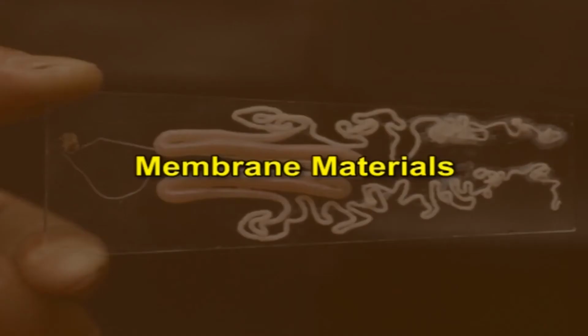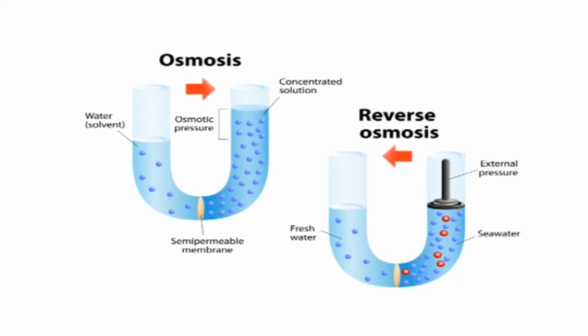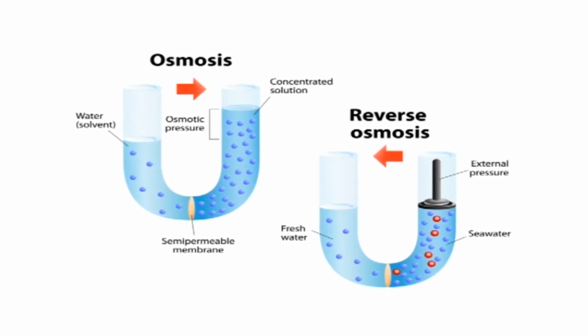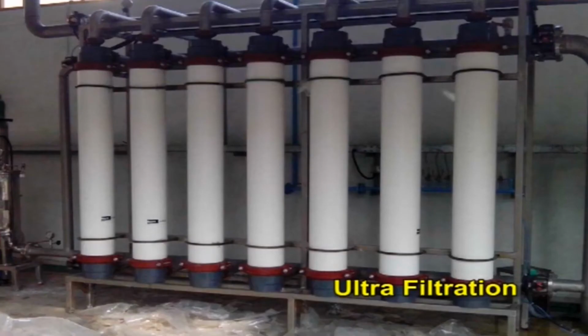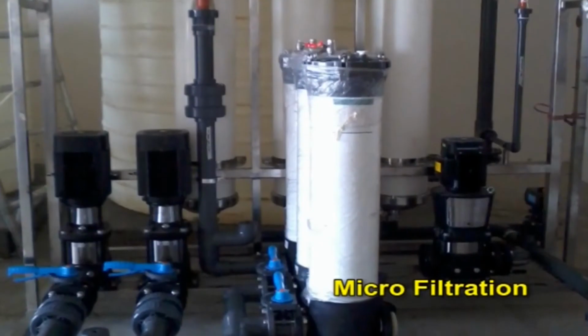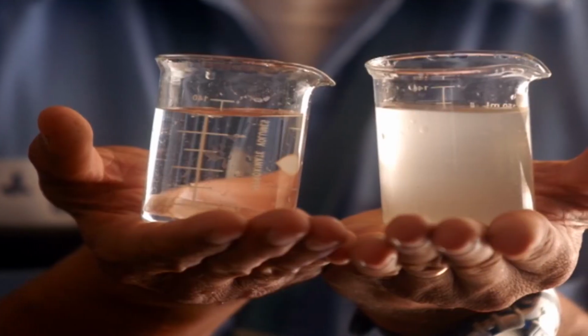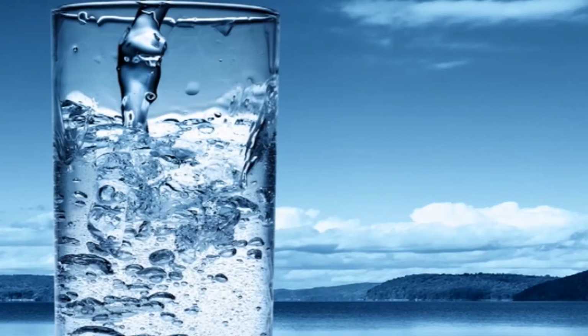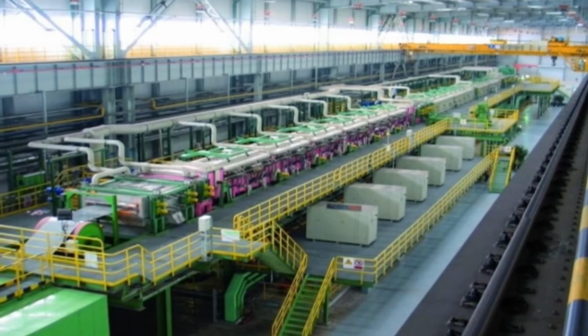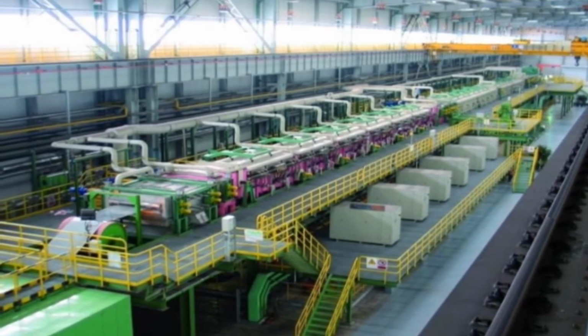Now, let us see about the membrane materials. Membrane based separations, namely reverse osmosis, dialysis, ultrafiltration and microfiltration are used in process such as desalinization of water, production of extremely pure water, the bioprocessing industry and some chemical processes.